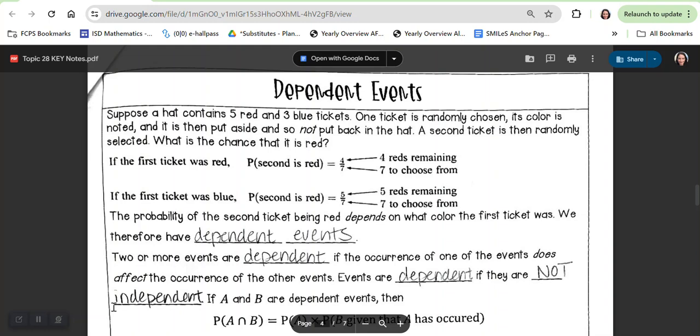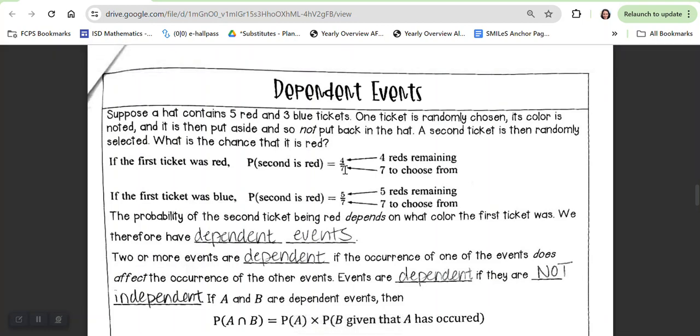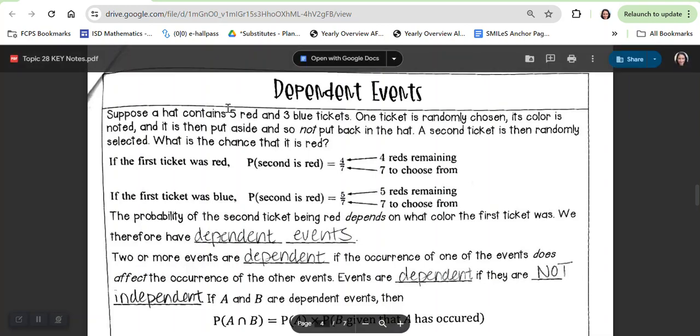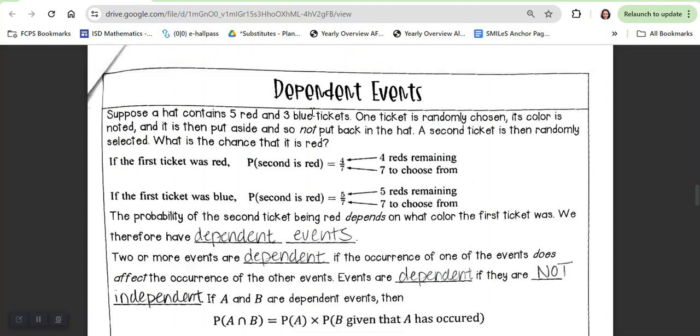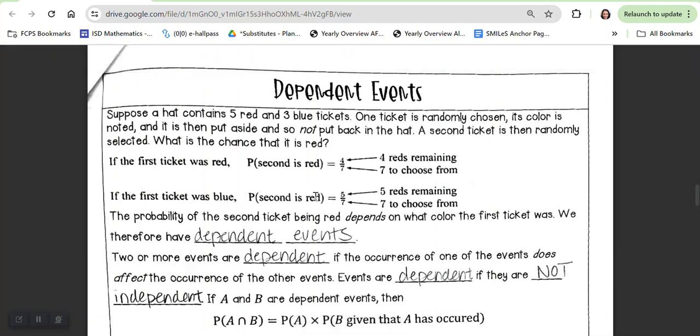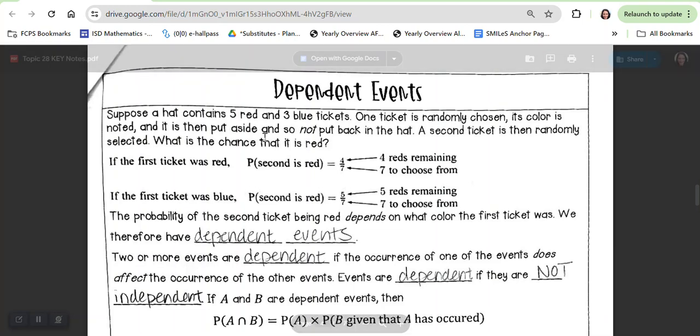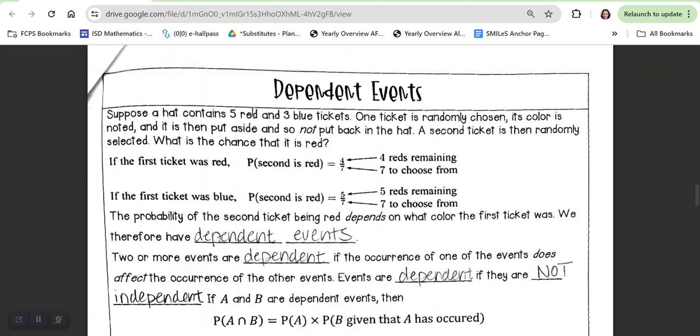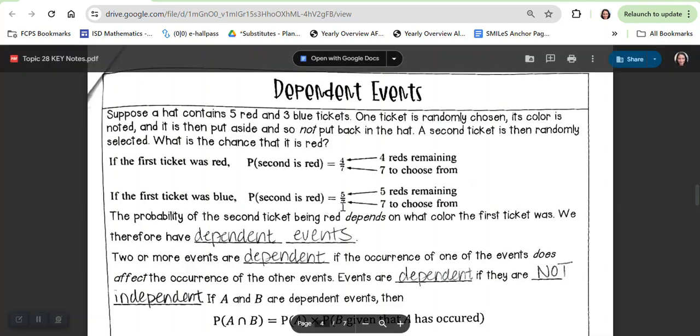So if the first ticket is red, then the probability that the second is red is 4 out of 7, because you started with 5 red, you chose a red, and you took it out. And so there are only 4 red left and only 7 tickets altogether. But if the first ticket was blue, the probability that the second is red is going to be 5 out of 7, because there's still 5 red tickets, but since you took a blue one out, there's only 2 blue, and that's going to add up to 7 tickets altogether.